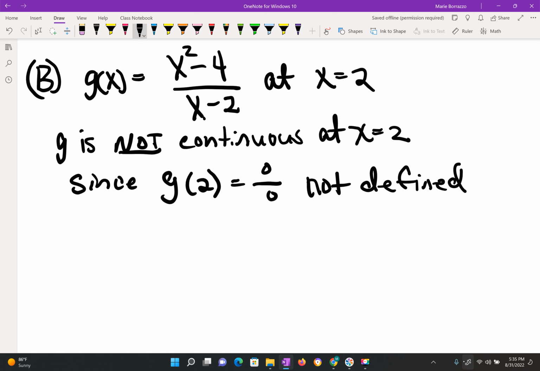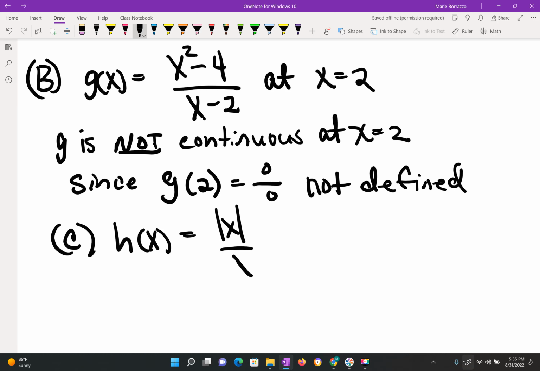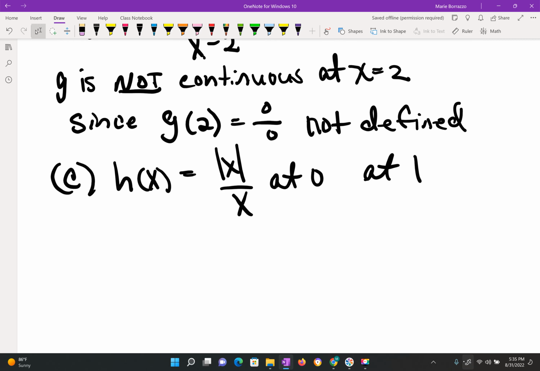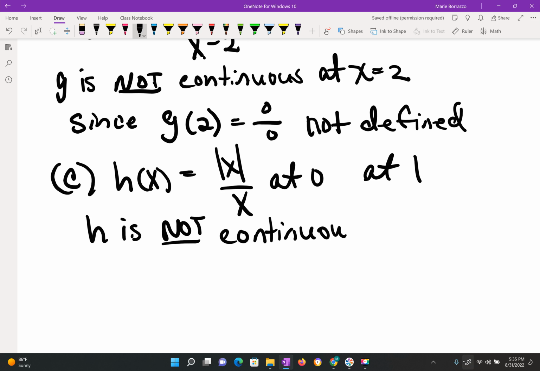I have a third example I'll share with you, which we talked about earlier, which is the function h of x, which is equal to the absolute value of x over x. We're going to check it at 0, and we're going to check it at 1. So we're going to use 2 values. In this case, you could tell this is also not continuous. So we would say the function h is not continuous at x equals 0.